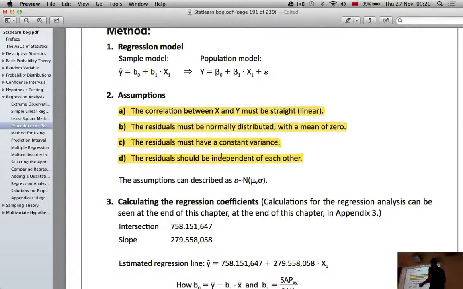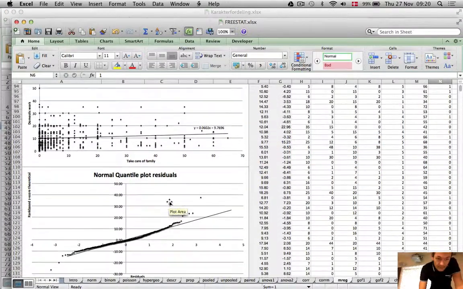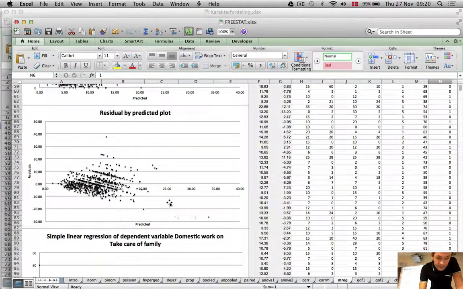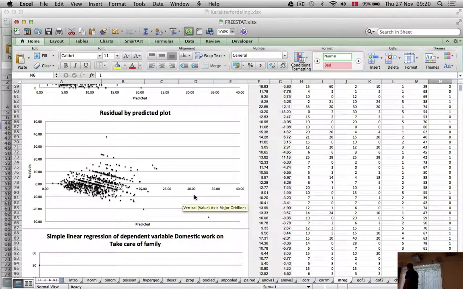The third assumption is constant variance. For instance, if you have a scatter plot, what you would look at in Freestat is this residual by predicted plot. Maybe it appears that there's a little problem here in regards to the constant variance assumption. Can you see it's like the variance here is more narrow than the variance when the predicted value increases? Can you see that?